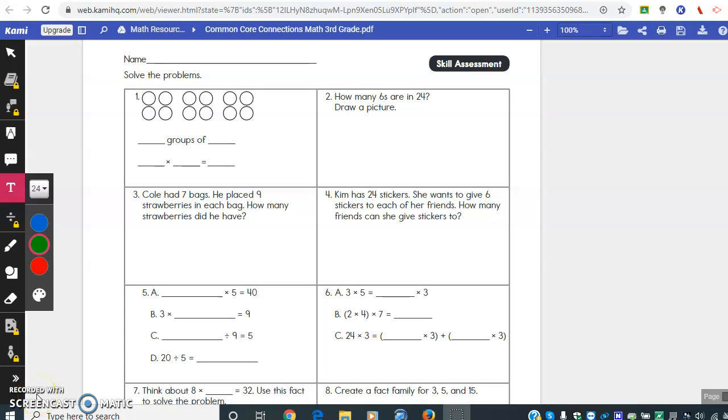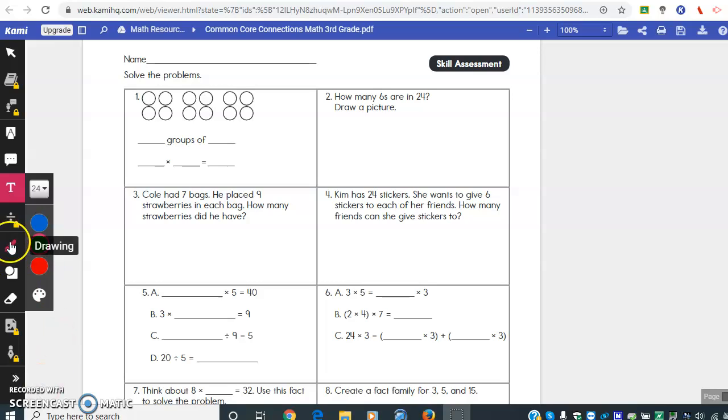All right, everybody, welcome back. We are on the learning packet number 2. So the second learning packet, day 1, and this is the math, the skill assessment part. And the first question asks us to solve the problem with the equal groups model.